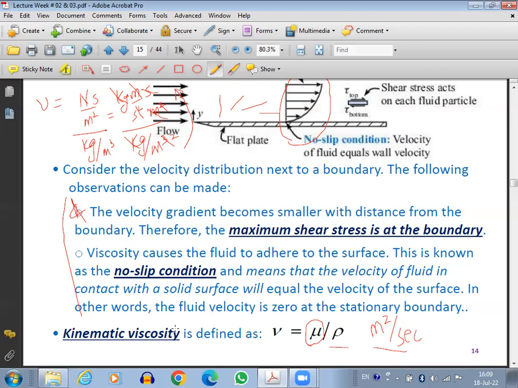The formula for kinematic viscosity, dynamic viscosity, and the units for these will not be provided in the exam. You are supposed to memorize them. Okay.